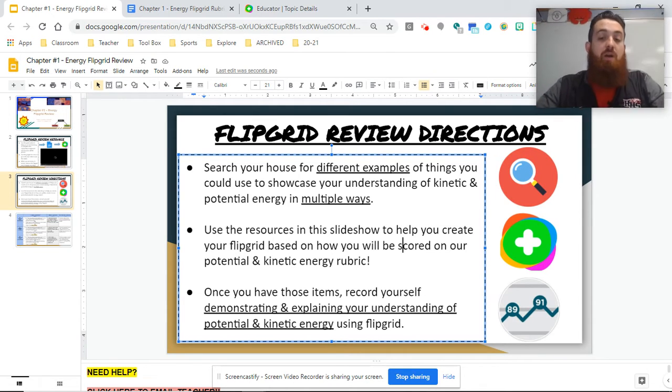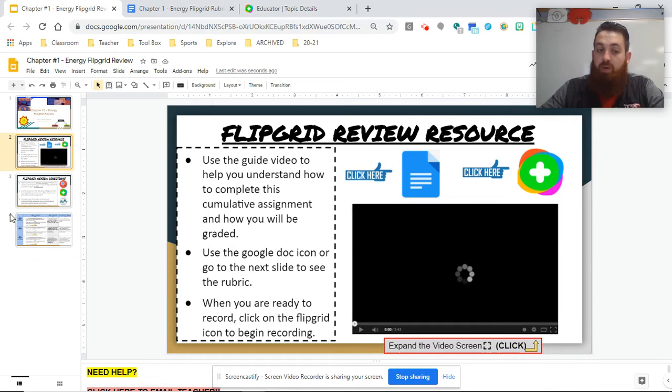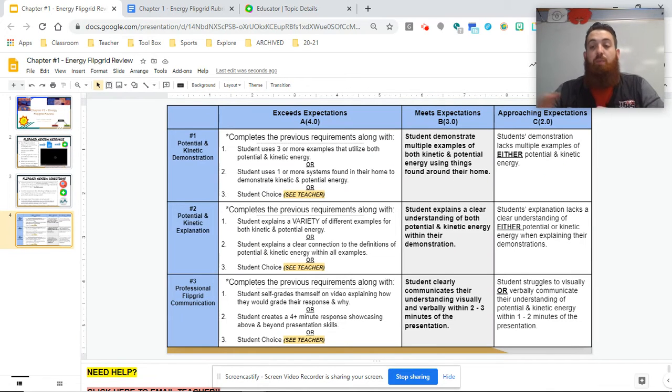My recommendation, obviously, don't start the Flipgrid until you've prepared yourself with the items at home and you found what you need. And number two, don't start until you've taken a look at the rubric, which we're going to do right now. Okay, so you can obviously use the link on the previous slide. This one also has a breakdown of our rubric.